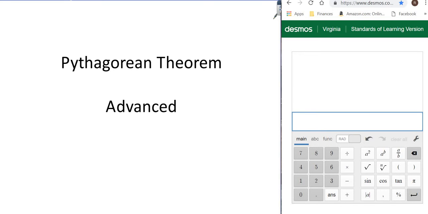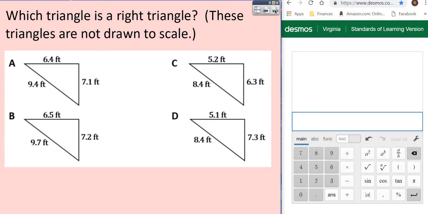All right, so we are into our Pythagorean Theorem advanced problems. Which triangle is a right triangle? They are not drawn to scale. The first thing I would take note of is that there's the right angles on them all. If you drew arrows, my arrows aren't very good at this time in the afternoon. This is your hypotenuse, so I'm going to put a C there just so you know which is which.